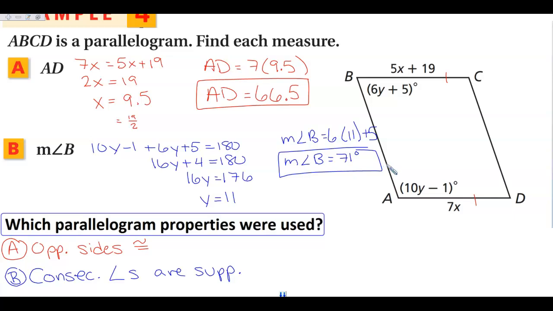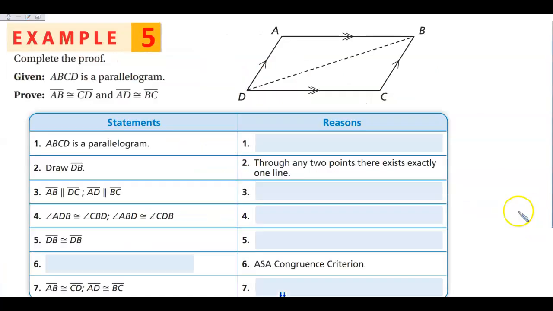All right? So again, in this one we use that opposite sides are going to be the same length, and consecutive angles are supplementary. So these angles are next to each other. All right, let's look at everybody's favorite. It is a proof, okay?